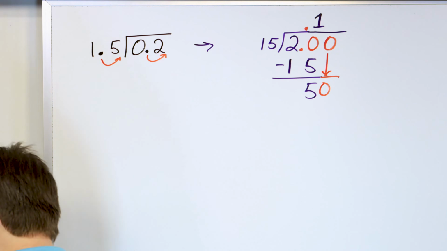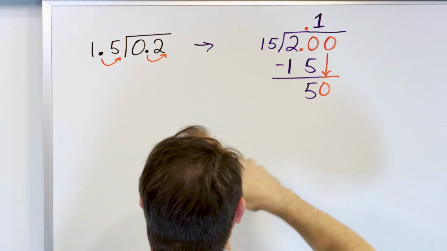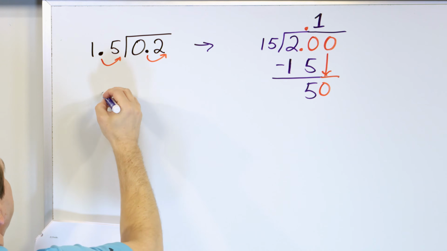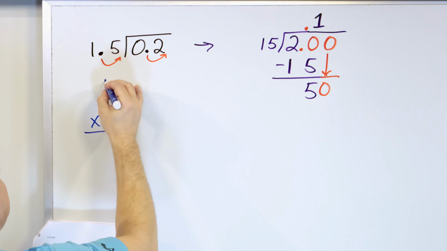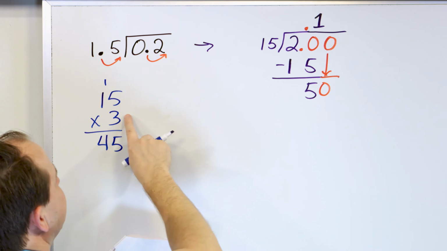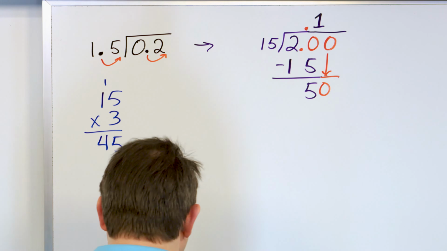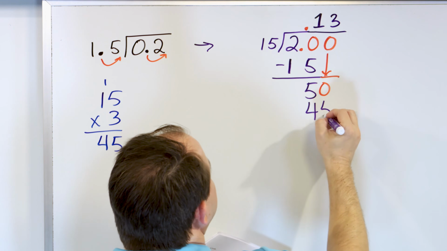How many times can 15 go into 50? Or 15 times what is 50? Let's just check 15 times 3. 5 times 3 is 15. 1 times 3 is 3, plus 1 is 4. 45 is as close as I can get. So the answer is 15 times 3 goes here, 45, that's as close as I can get.